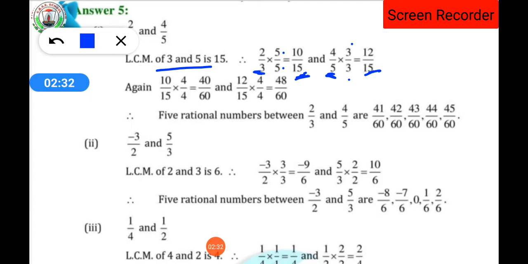So here you can see that the denominators are the same, that means 10/15 and 12/15 are converted into like terms. Now you can see that between 10 and 12, only one rational number comes, that's 11. That means 11/15, isn't it? But in this question how many rational numbers do we want? We want 5 rational numbers, isn't it?